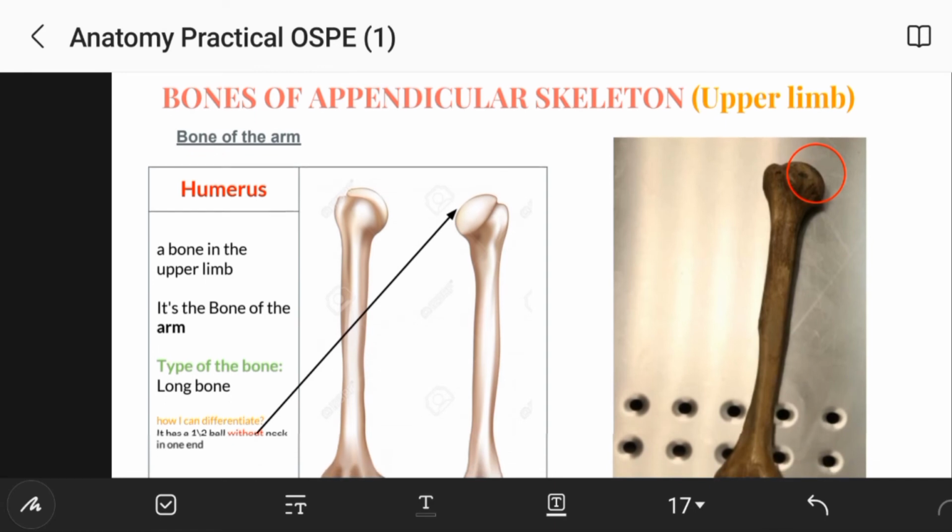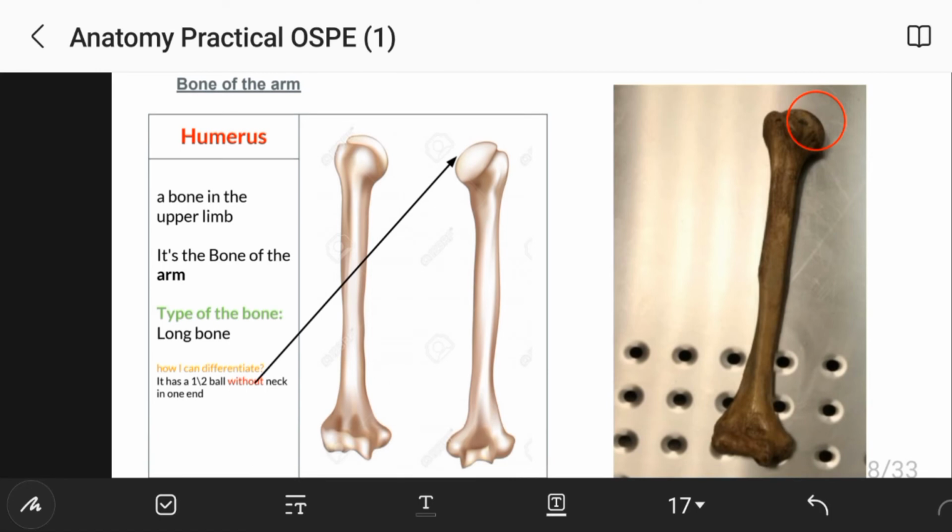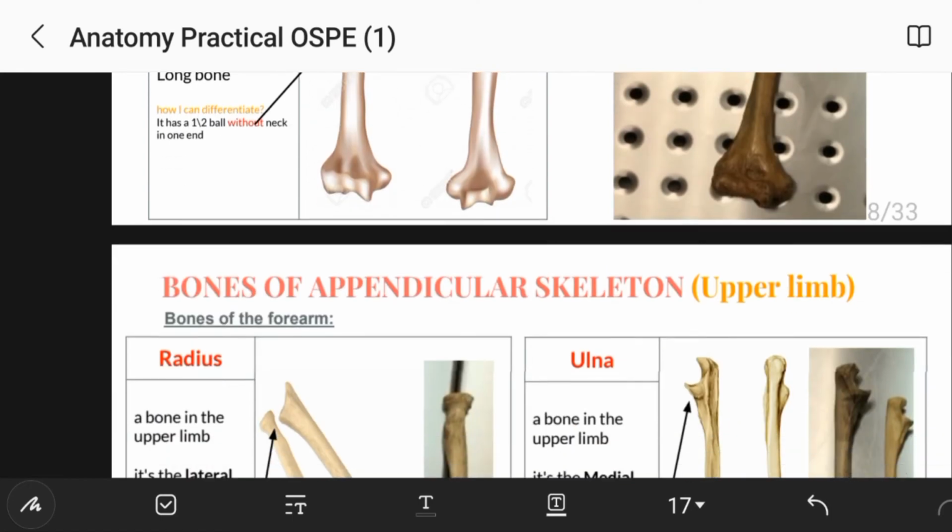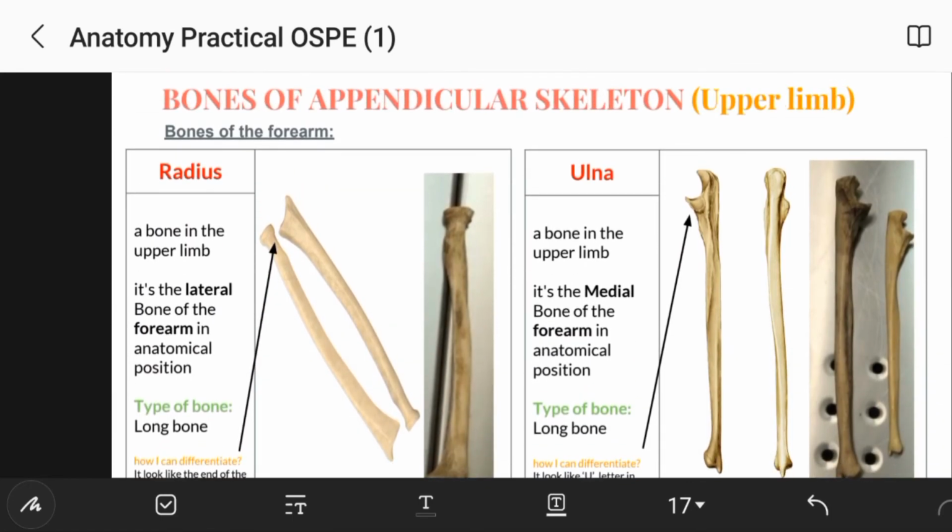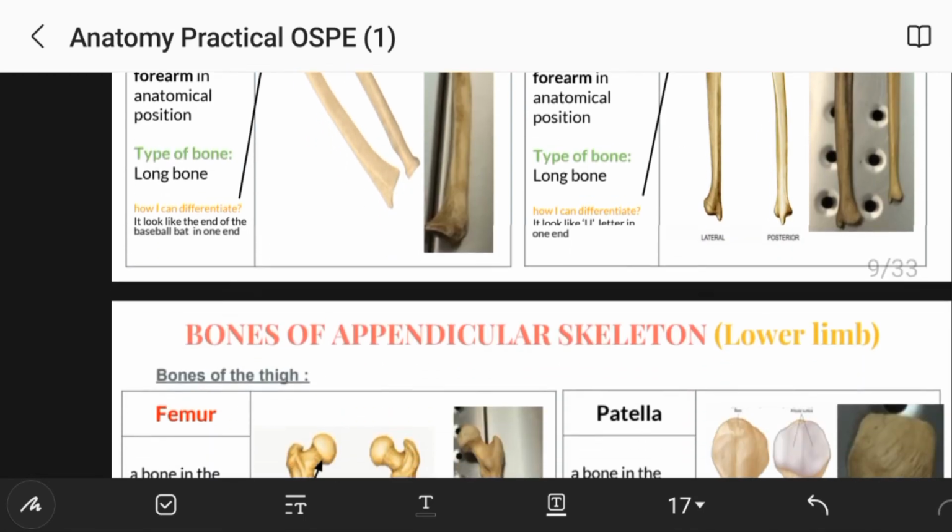Then we have the bones of the appendicular skeleton, which form the upper limb, where we have the humerus, which is responsible for the formation of the shoulder joint with the scapula, and you can appreciate with the black arrow the head. It is also a type of long bone. Then other bones of the upper limb are the radius and the ulna. Both are long bones, and the radius is located laterally while the ulna is located medially.